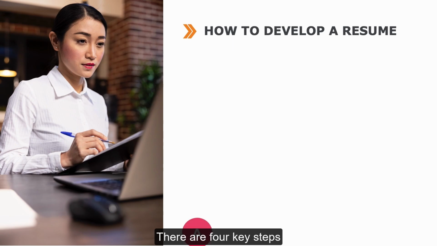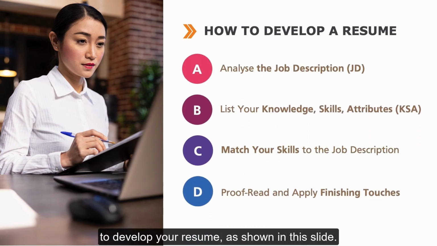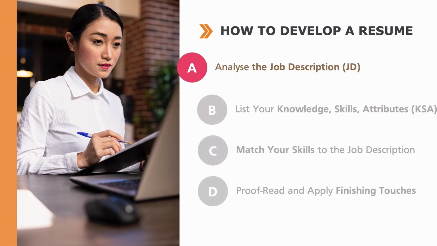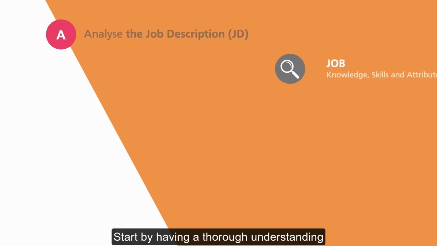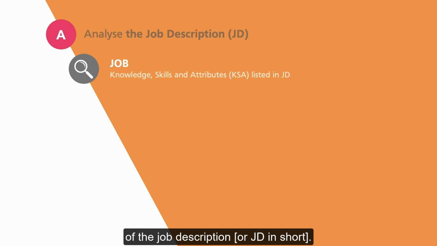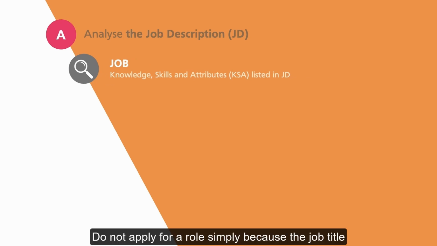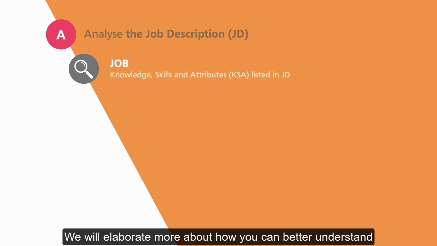These are the 4 key steps to develop your resume as shown in this slide. Start by having a thorough understanding of the job description, or JD in short. Do not apply for a role simply because of the job title or a few words in the JD that catches your attention. We will elaborate more about how you can better understand the knowledge, skills, and attributes, or KSAs listed in the JD.